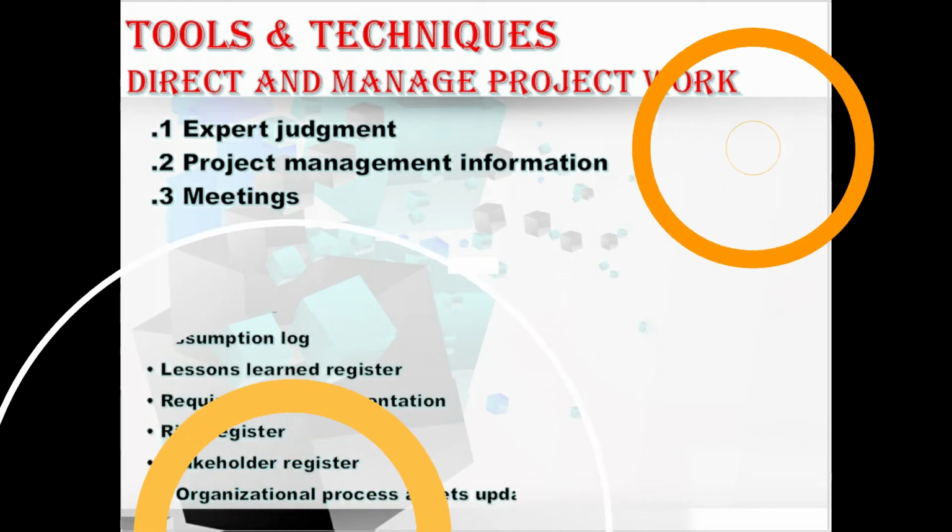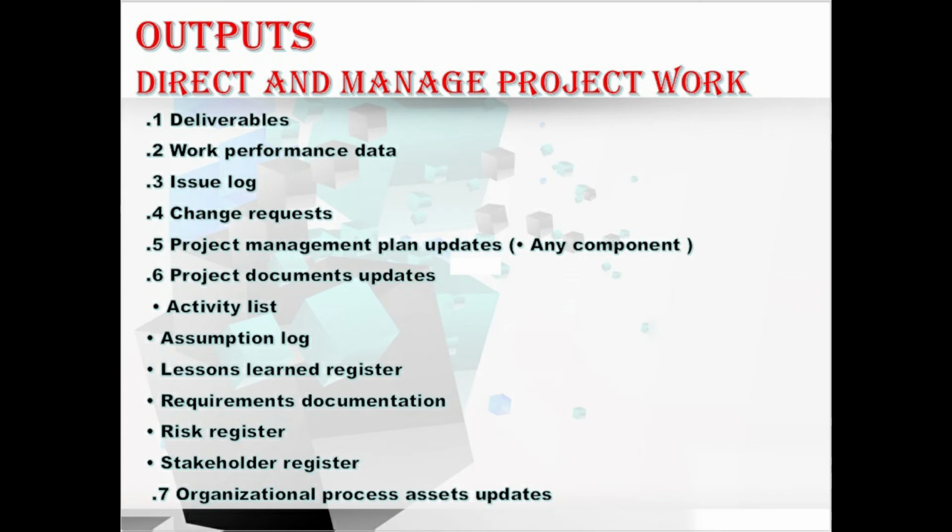Let's move to its outputs. In the outputs, first we have the deliverables. What are deliverables here? A deliverable is a unique and verifiable product, result, or capability to perform a service that is required to be produced to complete a process, phase, or project. Hope you understood about the deliverables.